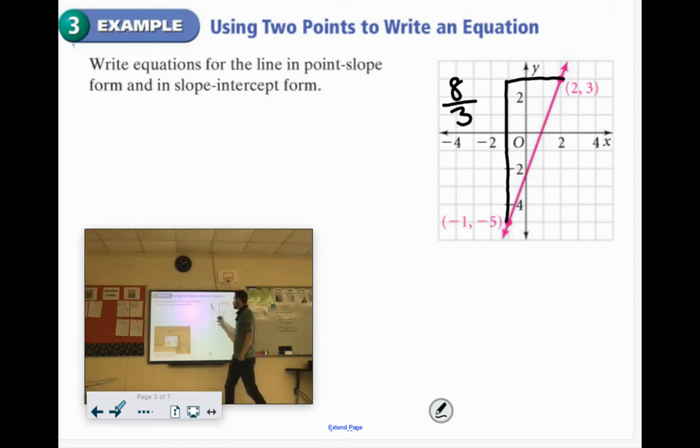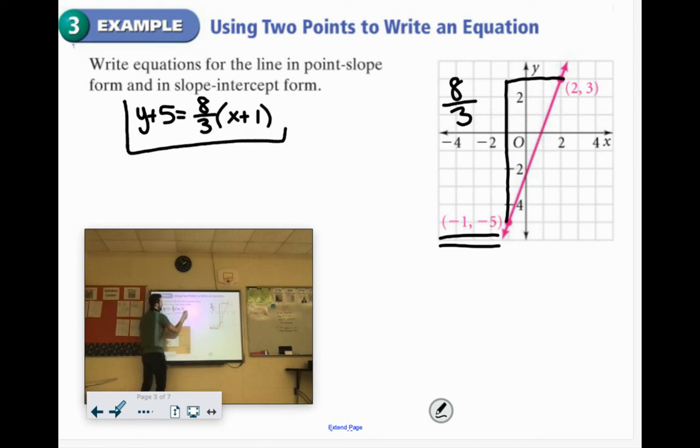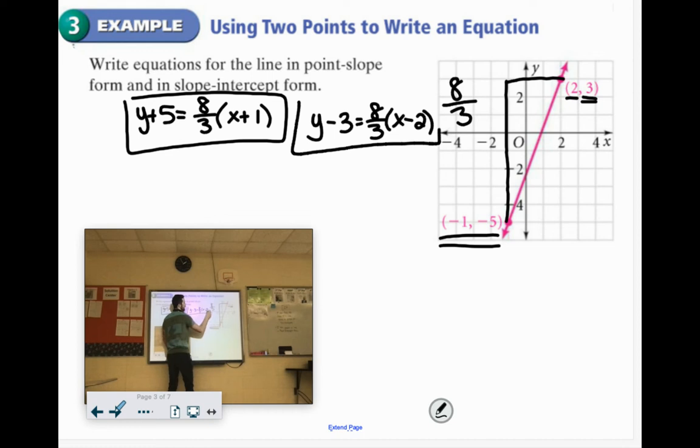Now you can use either one of these two coordinates. So let's say we chose to use -1, -5. Now which one of those is the y? The -5. So it would say y plus 5 equals 8/3. And then the -1 is our x coordinate, so it would say x plus 1. This is a perfect answer. If we chose to use the other coordinate instead, you can say y minus, our y coordinate would be 3, equals 8/3 times x minus our x coordinate, which is 2. Both of these are perfect, and believe it or not, they should be the same equation down the line.